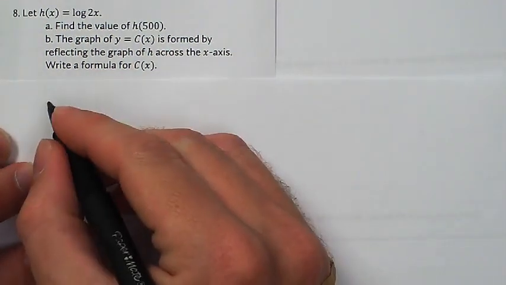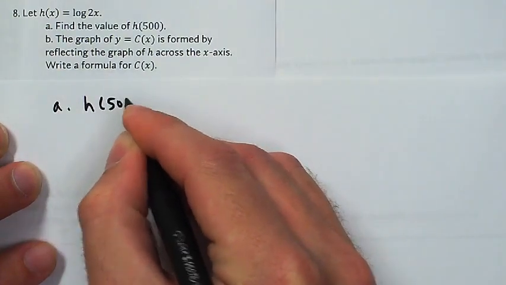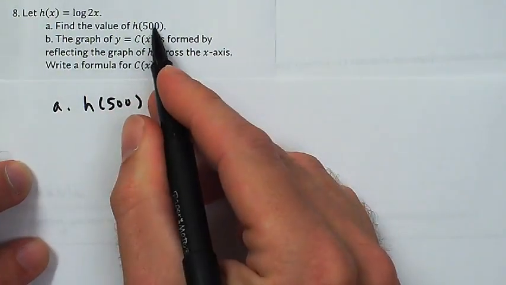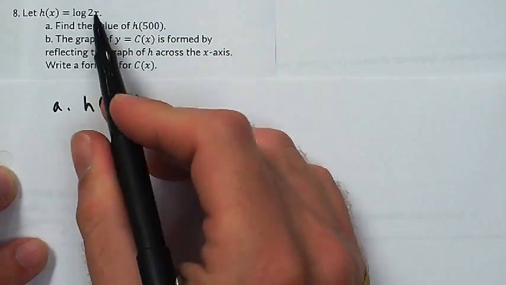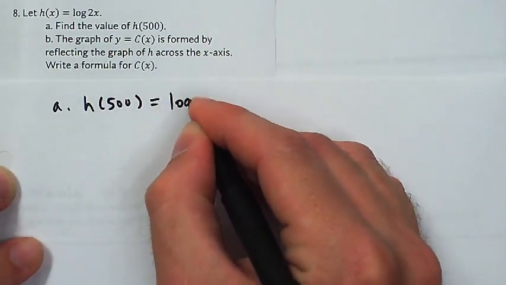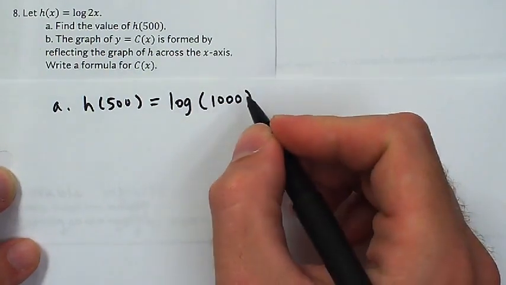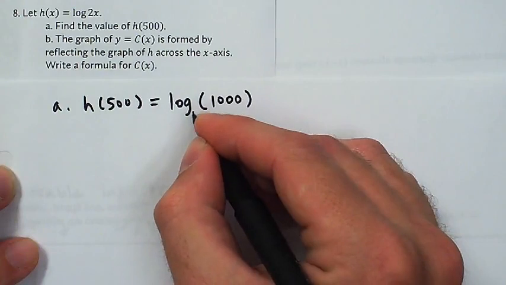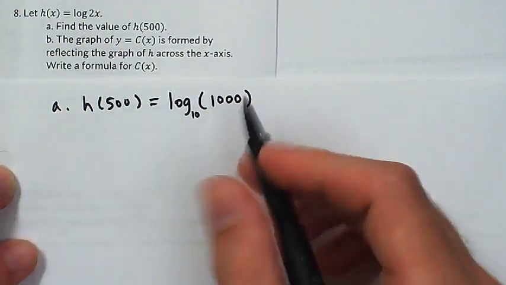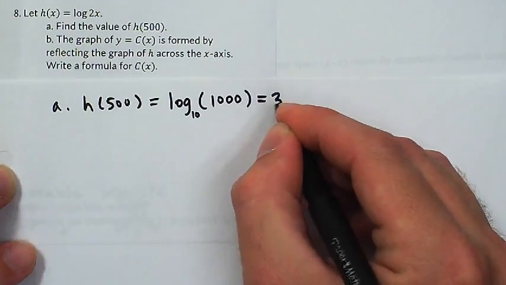So if I've got h of 500, kind of like with composition of functions, when I'm plugging in 500, wherever I see x in the formula, I'm going to replace it with 500. So that's log of 2 times 500, which is 1,000. And when I don't see a base, I know it's implied 10. I say, what exponent do I put on 10 to get 1,000? That's going to be the 3 exponent.